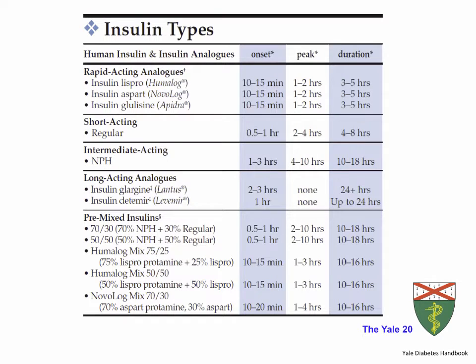Okay, and this is just a diagram or a chart of the various insulin types for your own reference for the rapid-acting, the short-acting, intermediate, and long-acting here that we just talked about. And then it gives you the onset, the peak, and the duration. So this is a nice chart just to have for your reference.